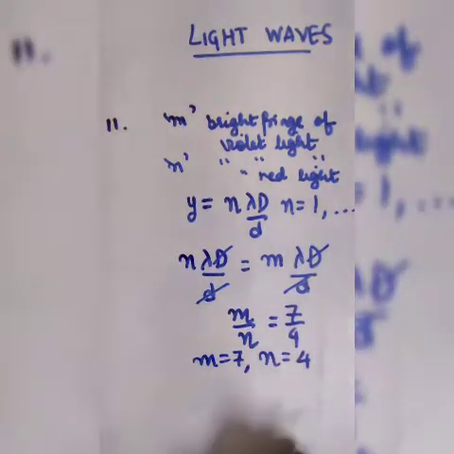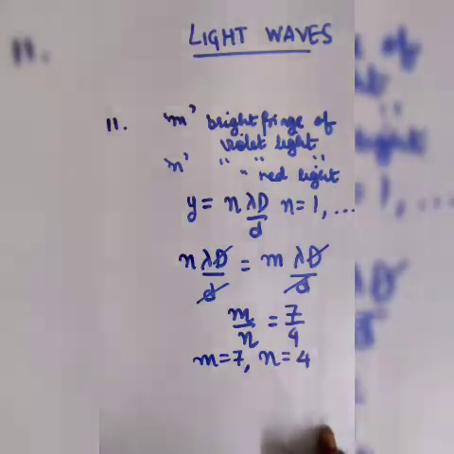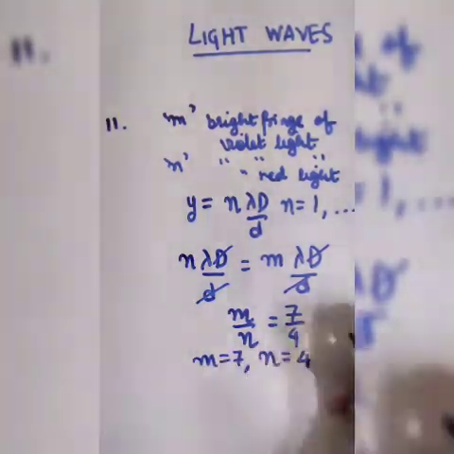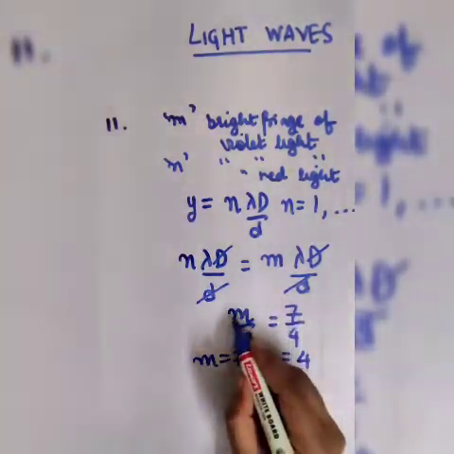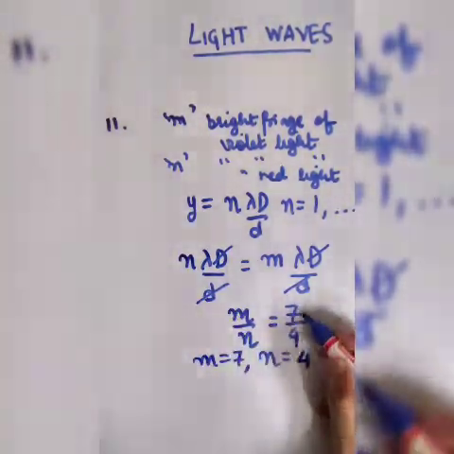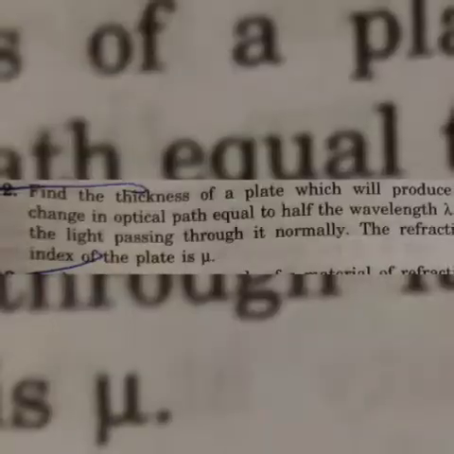Now we are also asked to find this. So this is the minimum number and the maximum could be anything. We just need to make sure that m is to n is 7 is to 4.